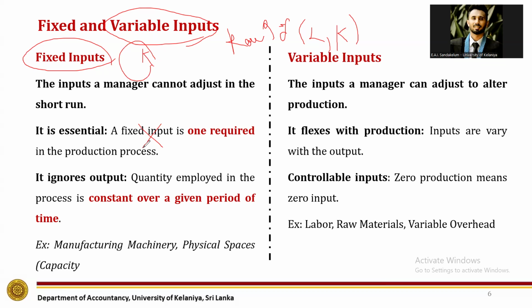Another thing about fixed: if it is fixed, it does not change over a period of time. And we can link it to the economist. As an economist, you cannot change particular fixed inputs within the short run. For example, manufacturing machinery, physical spaces, and capacity become fixed, because changing these takes more time.